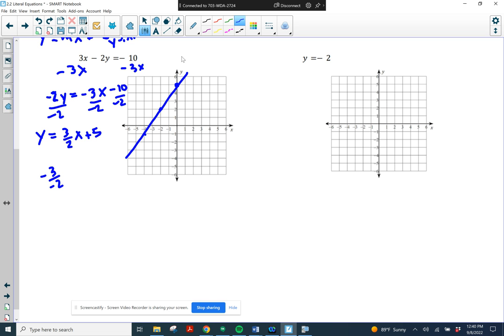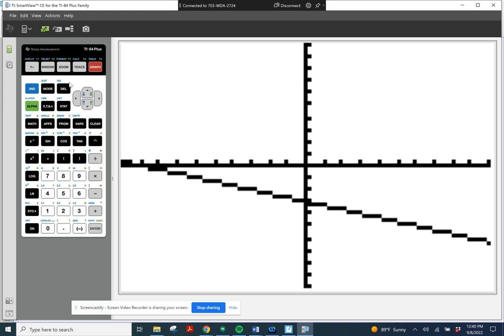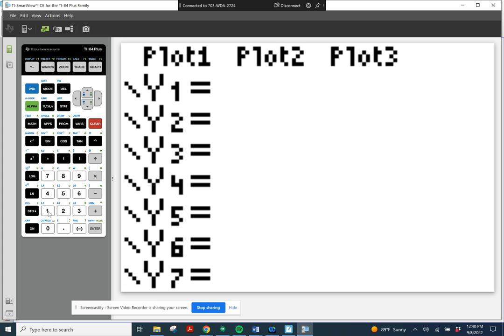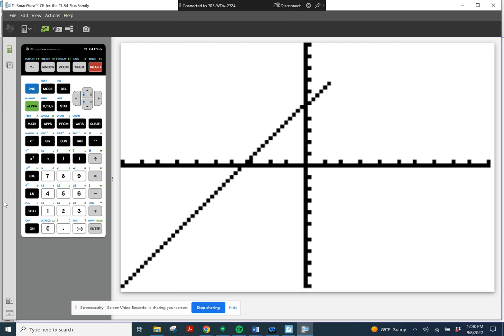And if you want to type it into the calculator, we could do the following. Let me show you another idea. So I'm going to do y equals. I'm going to clear that one. 3/2 is the same as 1.5. So I can actually type in a 1.5. It's exactly 1.5. Then the x, and then the plus 5. Type in your equation. Graph your line. I'm going to go ahead and graph that.